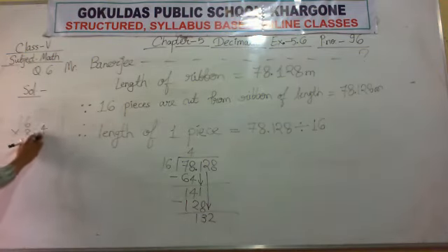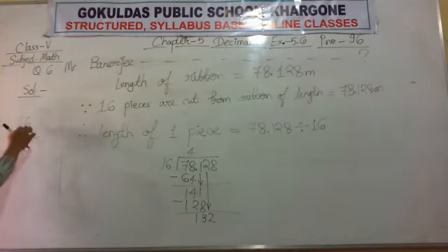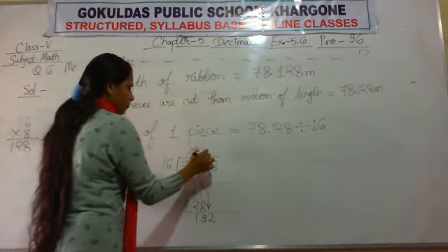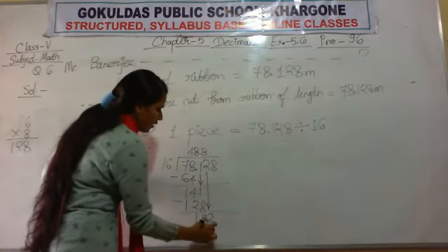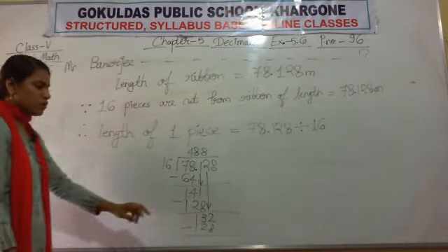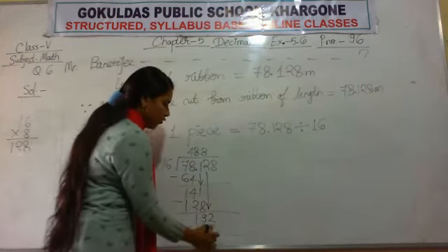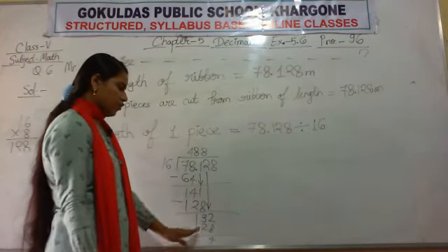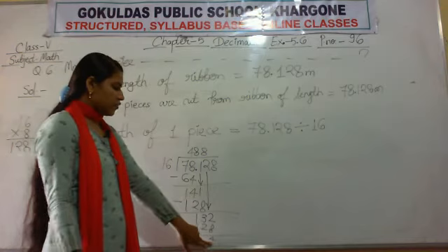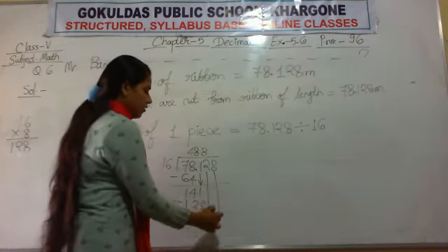Now in how many times can we divide? We can divide again in 8 times. When we multiply 8 with 16, our result is 128. Write 128. Now 2 minus 8, not possible, so we need to take borrow from it. It becomes 12. 12 minus 8 is 4. 2 minus 2 is 0. 1 minus 1 is 0. Now your result is 4 here, which is smaller than the divisor, so we cannot divide.